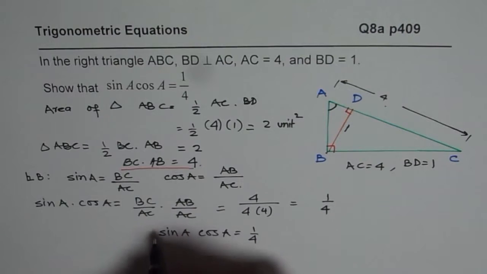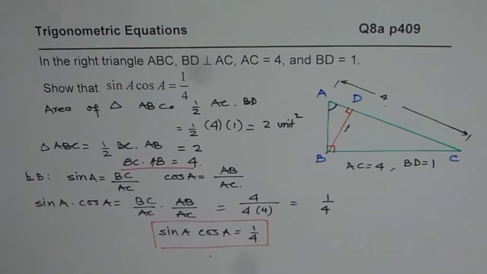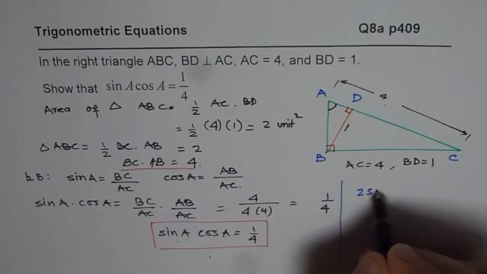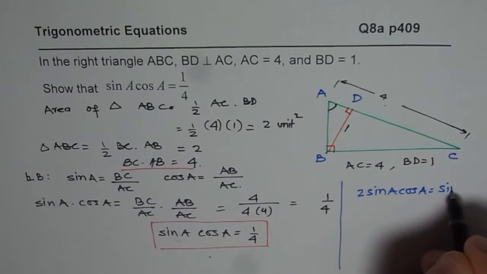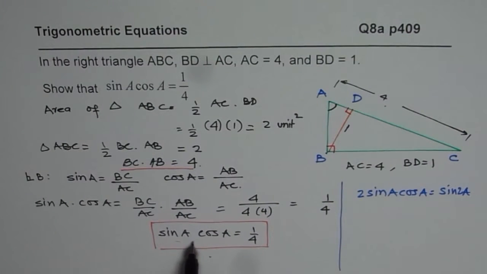That is how we can show that their product is 1 over 4. Now to find the angle, which I'll take up in the next video. You might or might not have done double angles. If you have done double angle formulas, I hope you remember that 2 sine A cos A is equal to sine 2A. So from this expression we can find angle A also.